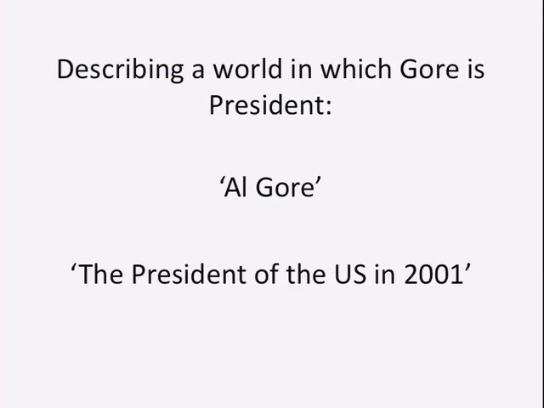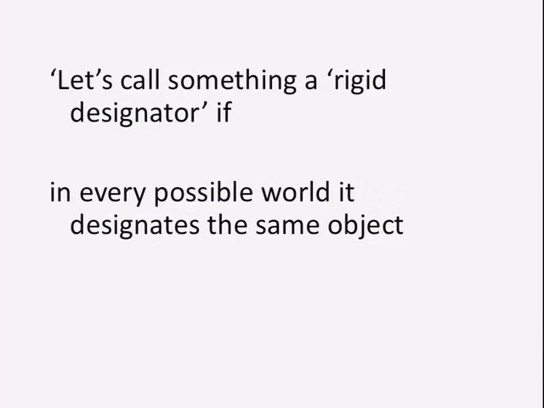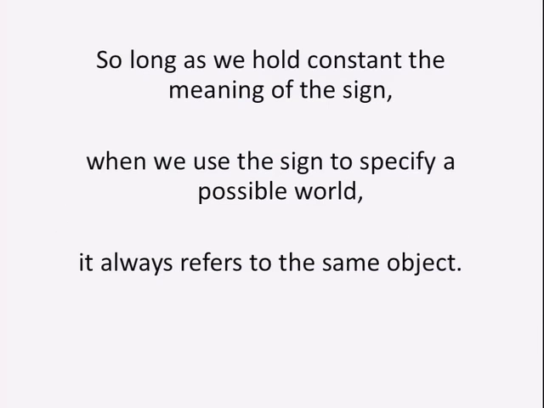It's very easy now to see one of Kripke's main points in Naming and Necessity, if you're on board up to this point. Okay, here's Kripke introducing his notion of rigid designation. Let's call something a rigid designator if in every possible world it designates the same object. This is really central to Naming and Necessity. It designates rigidly if in every possible world it designates the same object.